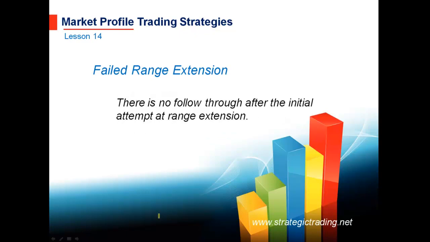All right. Basically, a failed range extension is telling us there is no follow-through after the initial attempt at range extension. In other words, somebody was trying to push prices one way or the other. They didn't have the conviction. And so as soon as they were met with some sort of responsive behavior, they really abandoned the scene. They were nowhere to be found. And so the range did not extend because no one really had the stamina, the wherewithal, the conviction to continue with the range in that direction at that point in time.